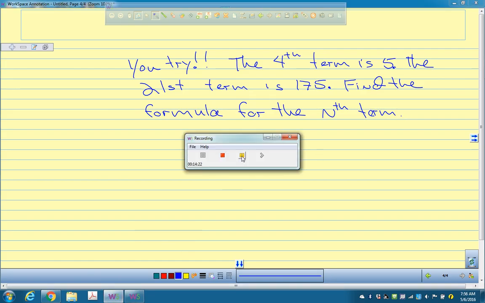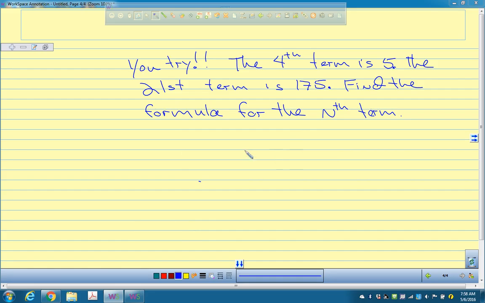I gotta pause. So she did 175 minus 5, which is 170. And then what do you do? I subtracted 161. She knew that there's a fourth term and the 21st term, so 21 minus 4 is 17. And then you divide it, so this gives you d, which is equal to 10.